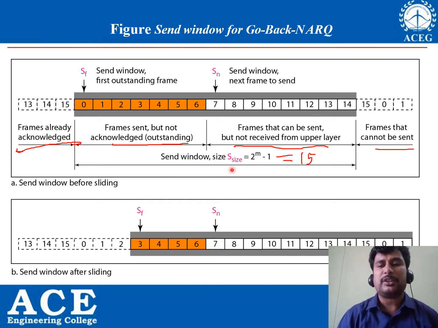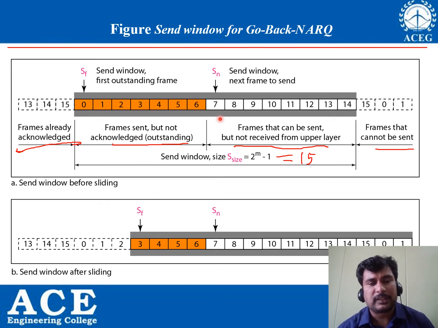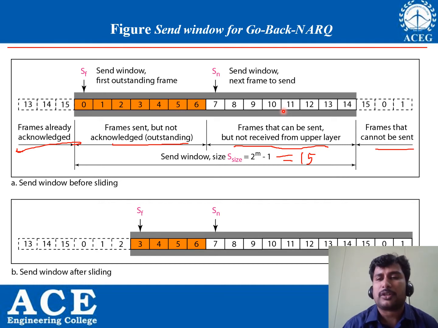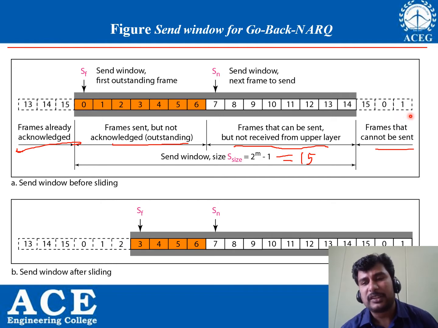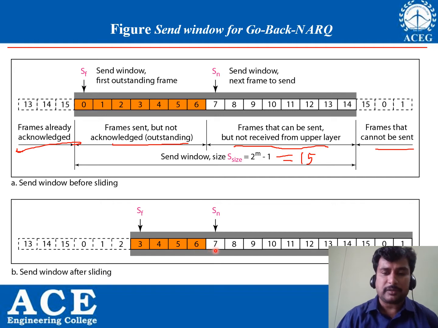Now the total size of the window is 15, and once 0, 1, 2 are cleared and moved out of the window, the occupied window is 3, 4, 5, 6, which are 4 outstanding frames, plus 8 frames which are ready to be sent. So we have a total occupancy of 4 plus 8, 12. So the frame 15 to be sent now enters into the sender window. What are the frames which are sent and awaiting acknowledgement? 3, 4, 5, 6. And what are the frames to be sent? They start from 7 and we can have a sequence number up to 1.